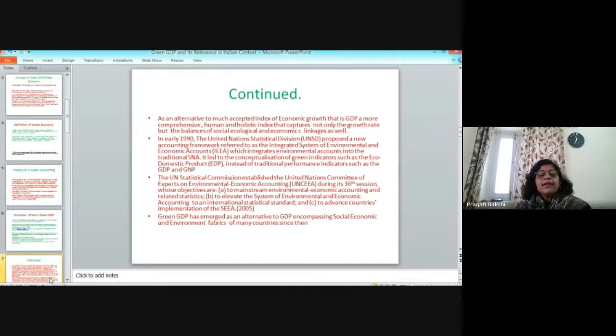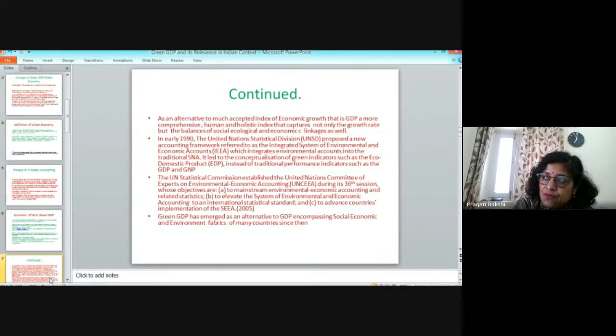So there came a concept of green GDP. Its evolution has been taking place from 1950, but the concrete thing came in the early 1990s when the United Nations accepted that instead of the indicators GDP and GNP, green GDP is most relevant when the pace of development is taking so much.